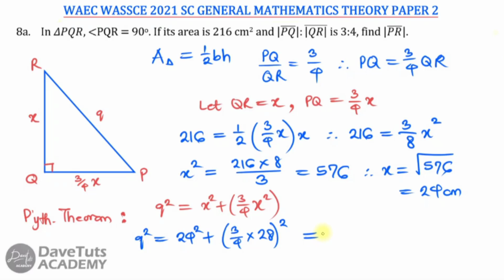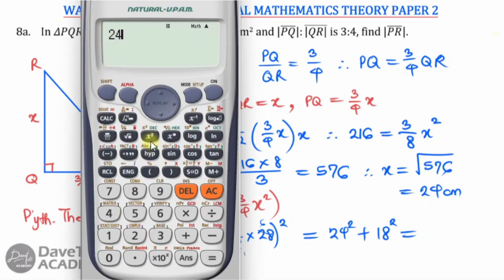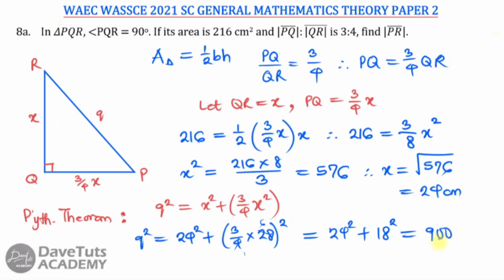So that will be 24 raised to power 2 plus, here we can cut 4 here 1, 4 here 6, 3 times 6, that's 18 raised to power 2. So if you input that in the calculator, we have 24 raised to power 2 plus 18 raised to power 2. So this is 900, such that in that case, q is going to be the square root of 900, and the square root of 900 is nothing but 30 centimeters, which is the value of the line PR that we were asked to find originally.